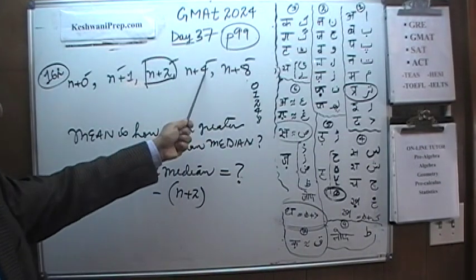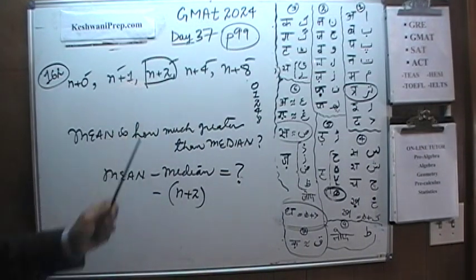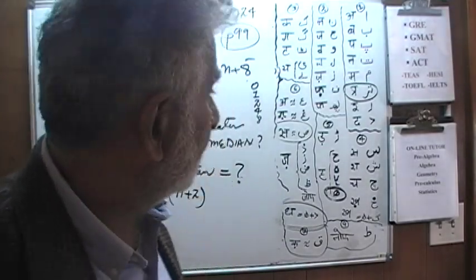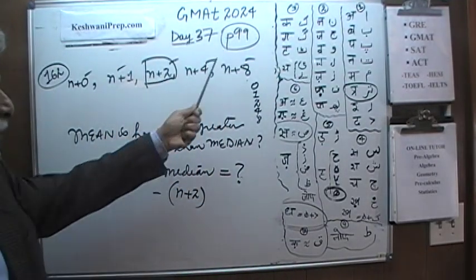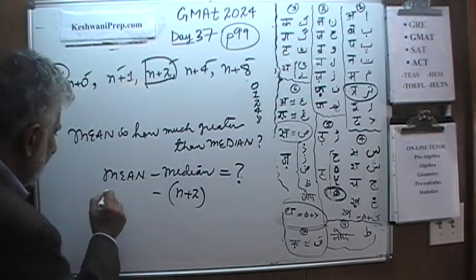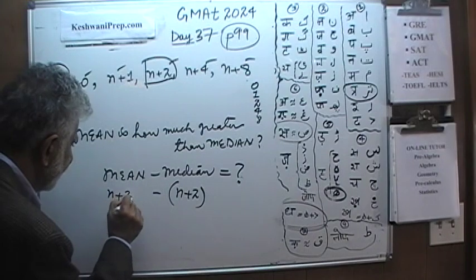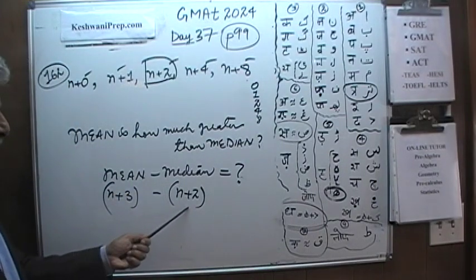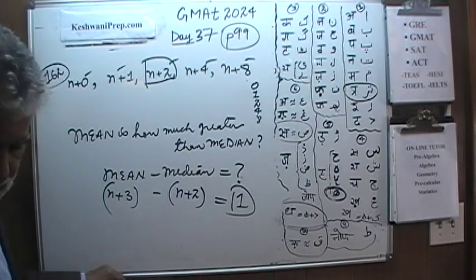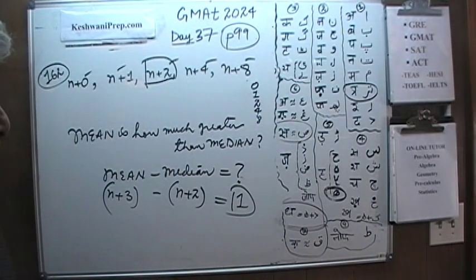8 plus 4 is 12, 12 plus 2 is 14, 14 plus 1 is 15. That's what it is. They add up to 15, and there are 5 of them. There are 5 entries, 1, 2, 3, 4, 5, and therefore when you divide 15 by 5, we get a 3. The mean is n plus 3. N plus 3 minus (n plus 2). The difference between the mean and the median is 1.